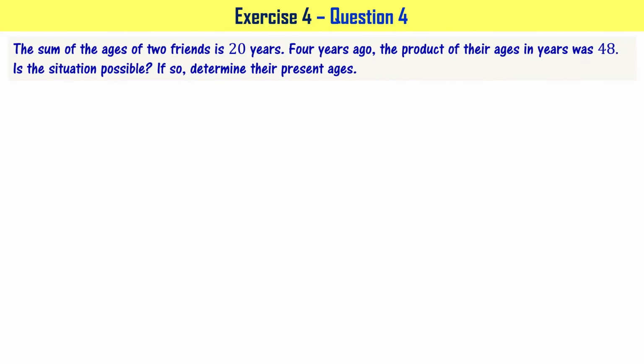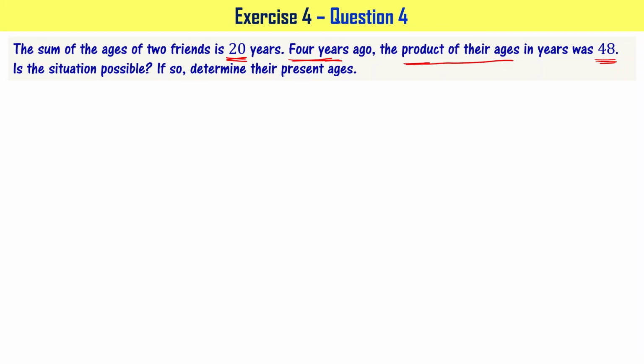Question number 4 is: the sum of the ages of two friends is 20 years. 4 years ago, the product of their ages in years was 48. Is the situation possible? If so, determine their present ages. You see, at present, the sum of the ages of two friends is 20 years. 4 years ago, if you take the product of their ages, it was 48. Is the situation possible? That is the first thing we are asked to find. If so, we are asked to find their present ages.